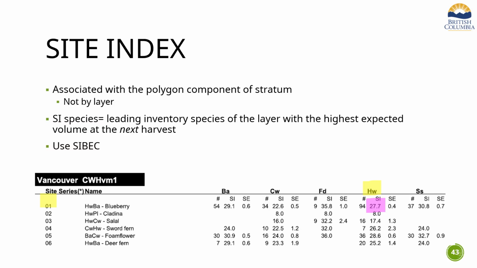In contrast, if you currently have 33 meters squared per hectare and only 100 stems per hectare of understory trees, you're going to have way more volume on the residuals at the next harvest than on the planted trees. If that was the case, you'd report the site index of the leading inventory species for the layer 1. Now, either way, you're going to use CIBEC to look up site index. Growth intercept isn't suitable for mature trees or for regenerating trees when their growth may have been influenced by overstory trees.